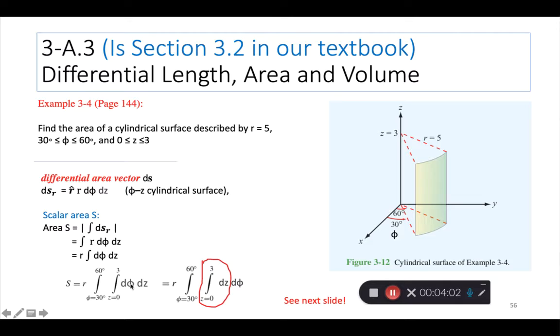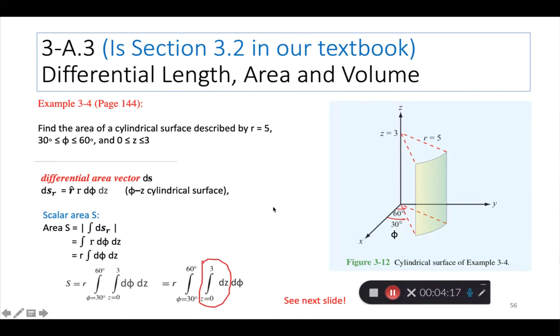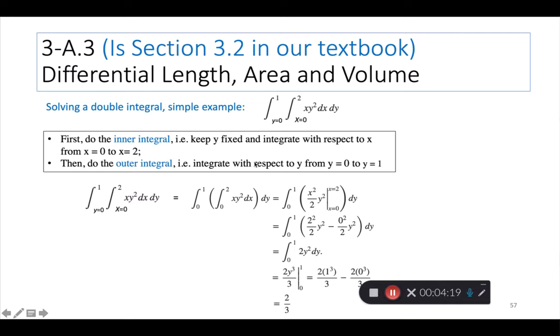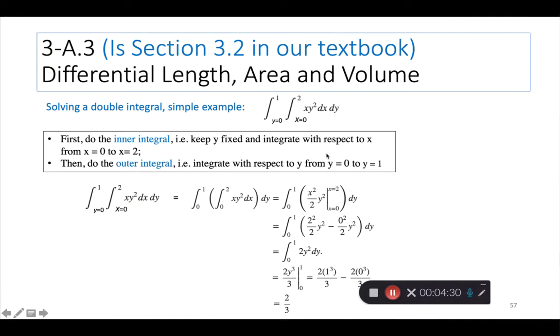So see how you set this up, and then you actually shift the order of dφ dz to dz dφ. Why did I do this? I have another slide, see next slide, where I try to give you a clear demonstration or a clear explanation of how to do double integrals. Now this is not this problem, this is just an example, but I want to show you how to do a double integral.